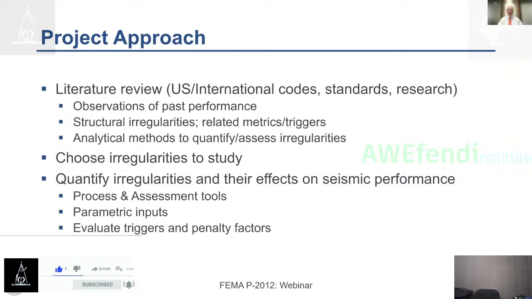So we did some literature review. Then we chose the irregularities that we wanted to study. We'll talk about why we chose the ones we did. And then we had to embark on this quantification of irregularities and their effects on seismic performance. And we'll give you just a little background on how the project did just that.